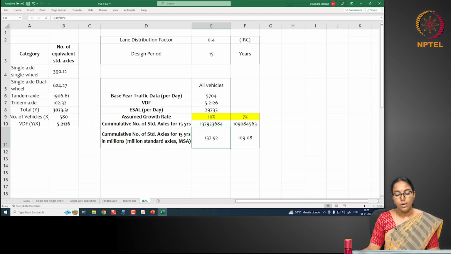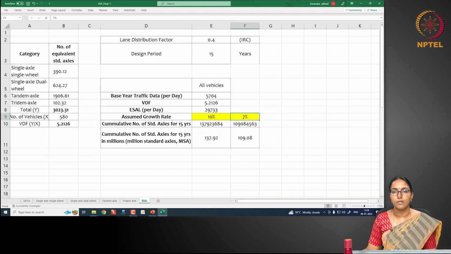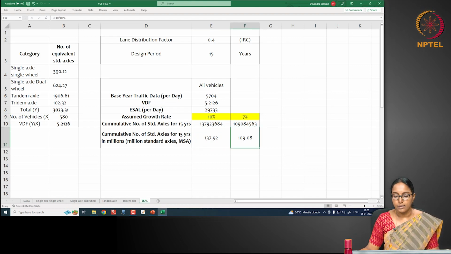Okay. Now, we've seen that the vehicle classes have different growth factors. Now, if I take a growth factor of 7%, instead of 10, you see that the design traffic comes down to 109. So, it is very important that you choose the very appropriate annual growth rate if you are essentially going for one growth rate for the estimation of the design traffic, as in the case of this VDF method.